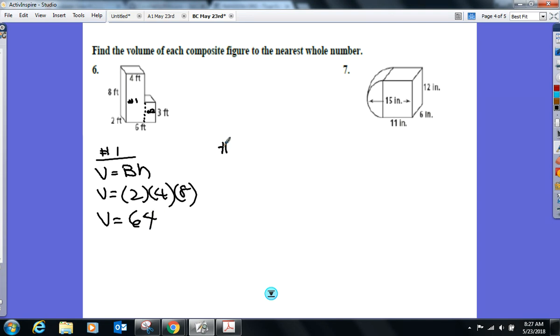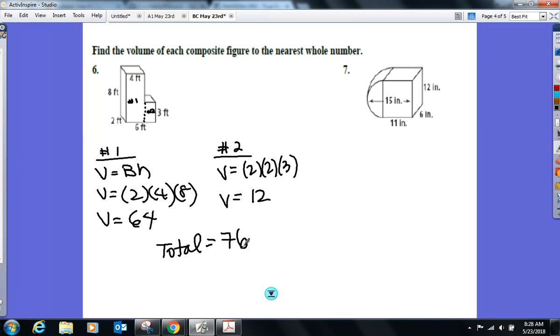And how about number 2? Let's see, if I count the base as the bottom there, that's 2 by 2 with the height of 3. So the volume of that one is 12. So the total volume for this L-shaped figure, what do we got, 76, if I could add correctly, cubic feet.